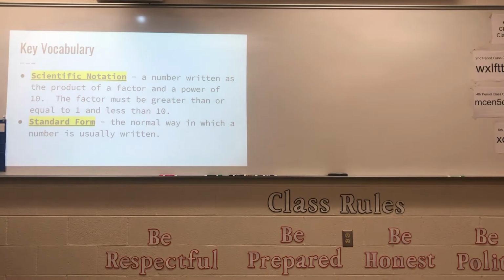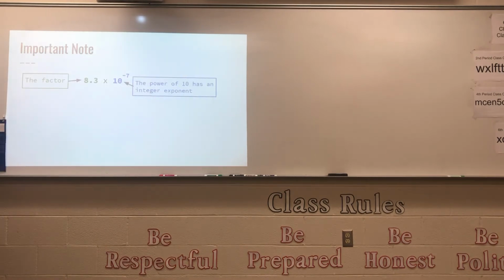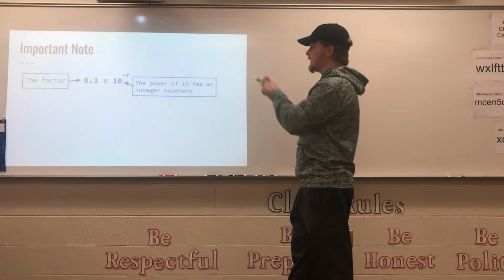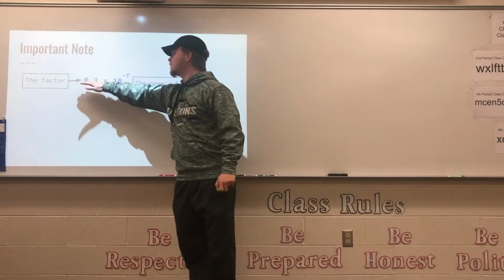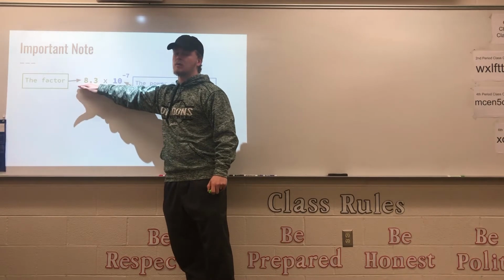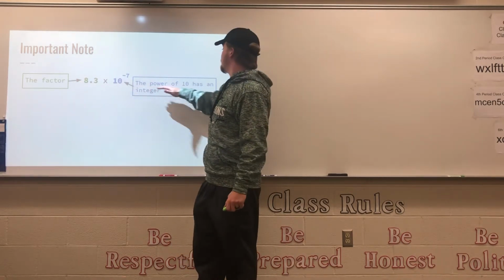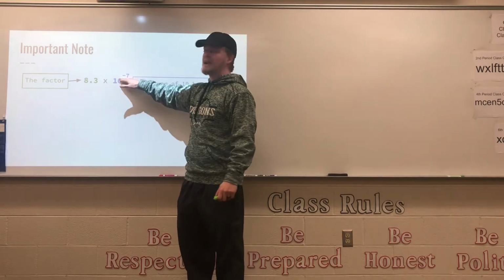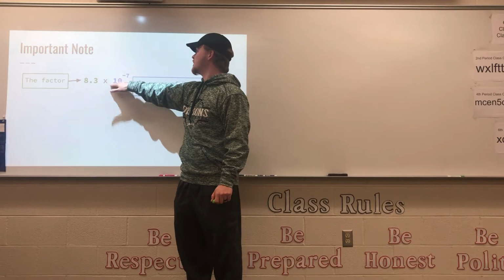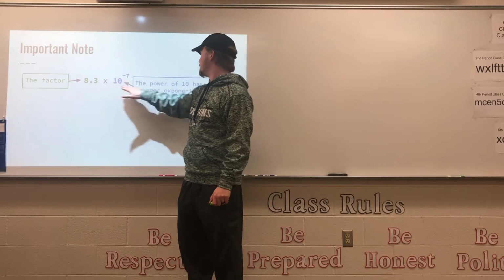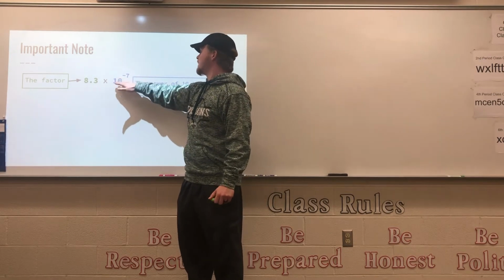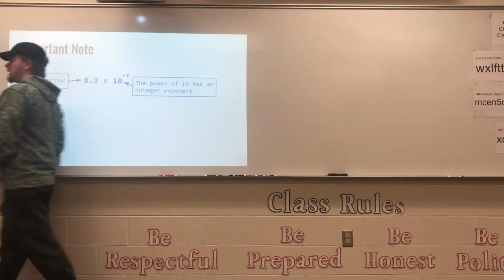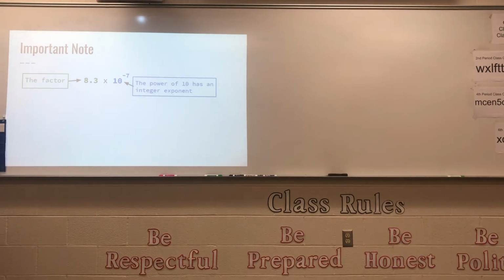So this is what scientific notation will look like, and it has each part labeled. So this is 8.3 times 10 to the negative 7th. The factor in this is 8.3. The number here is your factor. Remember, that has to be between 1 and 10. And then the power of 10 has an integer exponent, meaning it can't have a decimal or fraction as an exponent. So here we have 10 as our power of 10, of course, and then we have an exponent of negative 7. Okay, so that is the way that your scientific notation will be written.